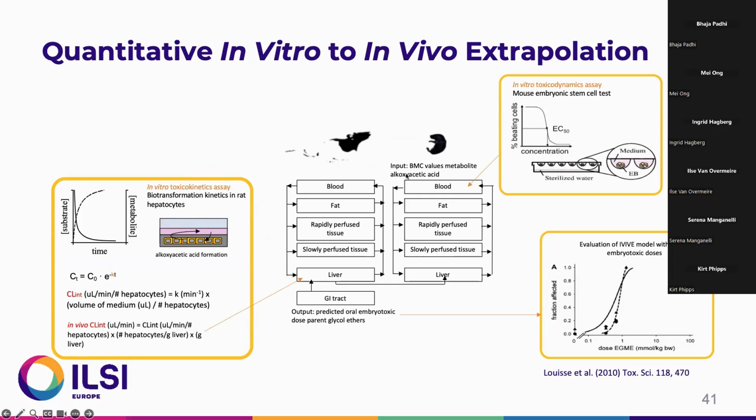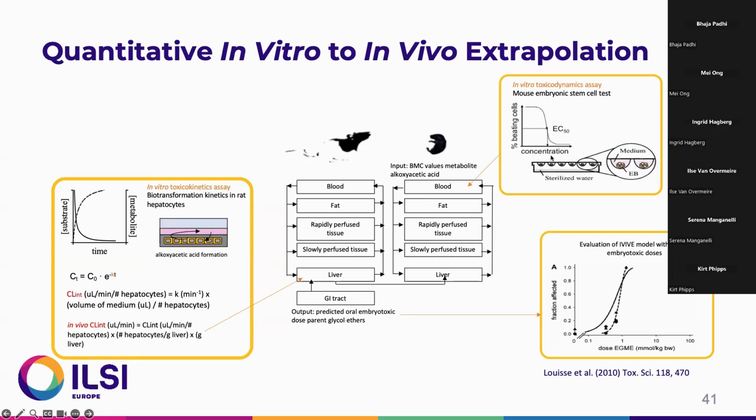So we set these metabolite concentrations equal to the concentration in blood, and then literally you back extrapolate what the oral dose should be to reach concentrations in the blood that are associated with toxicity in these in vitro assays. And this is an example, one of the first examples where this is done, by Jochen Louisse back in 2010.